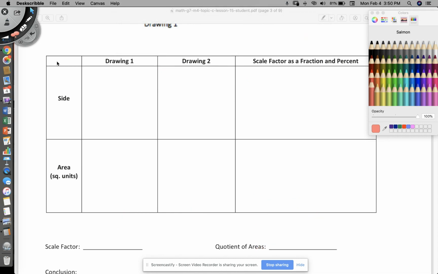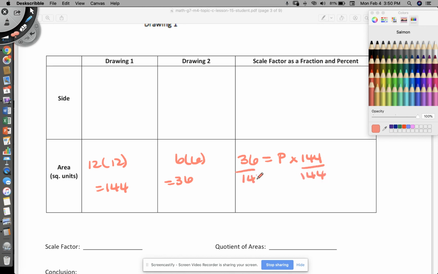All right, I need to move this up real quick. Now we need to find the area. If you remember, area is your length times your width. So here I'm going to have 12 times 12, which gives me 144. Here I'm going to have 6 times 6, which gives me 36. And let's find that percent. So the second image equals percent times the first image. Divide out the 144. Those cancel. And reduce this fraction down to 1/4. So 1/4 is the quotient of areas, but as a percent it is 25%. So again, my scale factor was half, and my quotient of areas was 1/4.